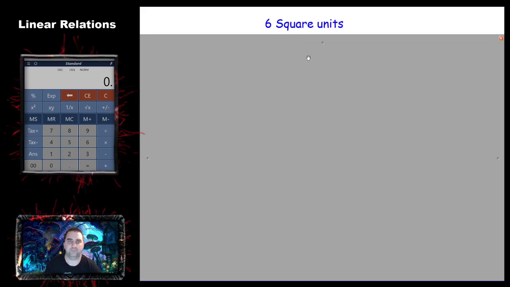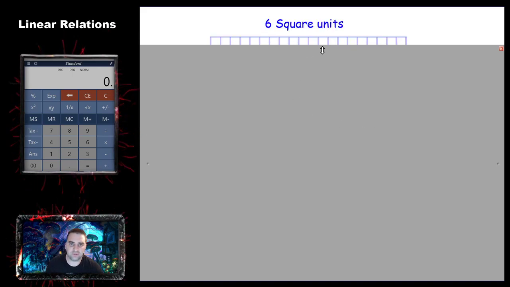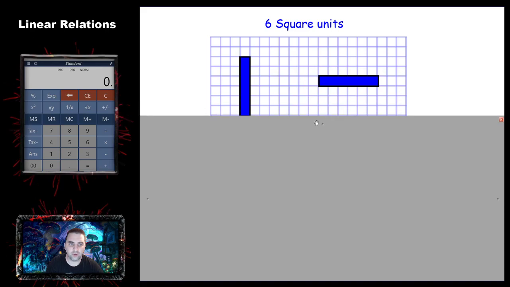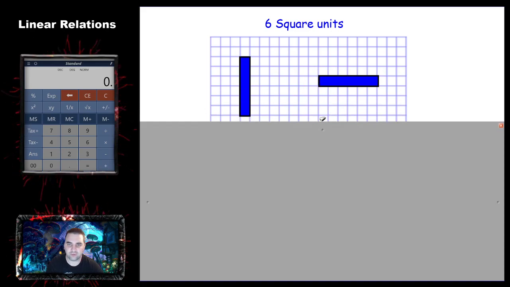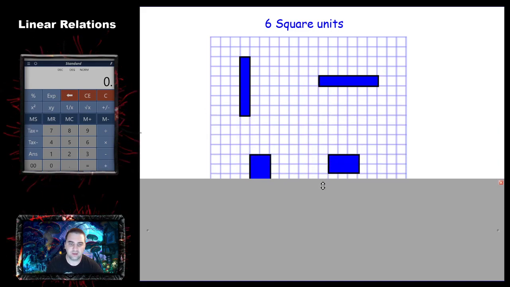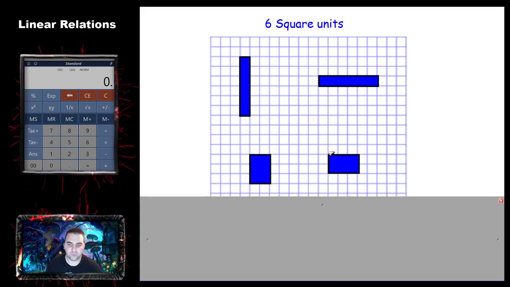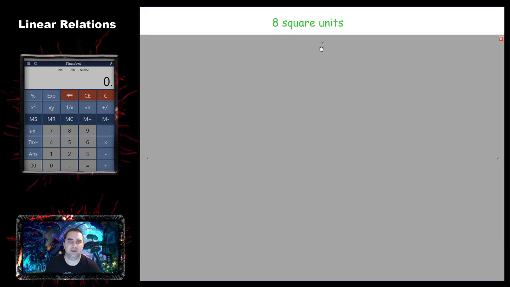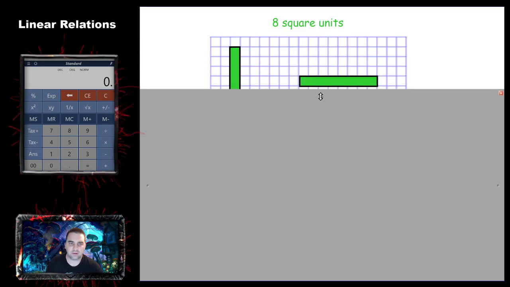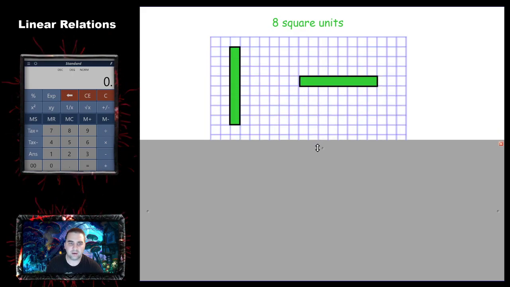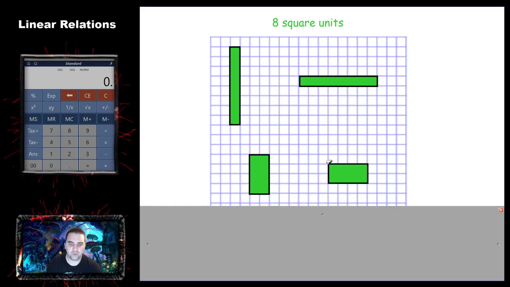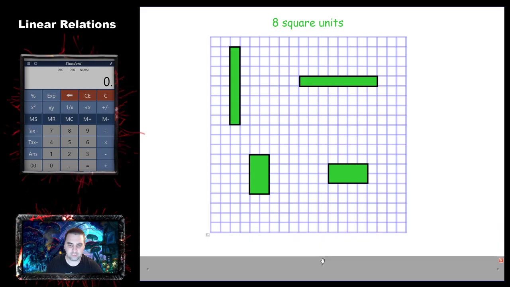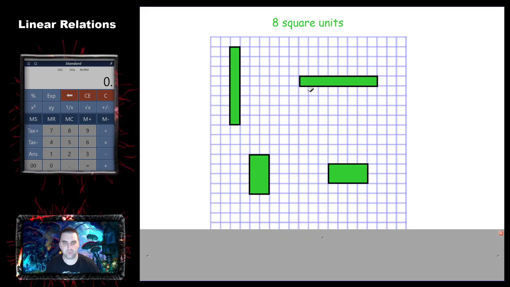Let's try the next one. 6 square units. You go straight down 6, straight across 6. Oh, look, there's even an extra. So we have a 2 by 3 and we have a 3 by 2 rectangle. All right, that's 6. 8 square units. 8 down, 8 across. We can do a 2 by 4, 4 by 2. Yep. Still 4 different possibilities here.